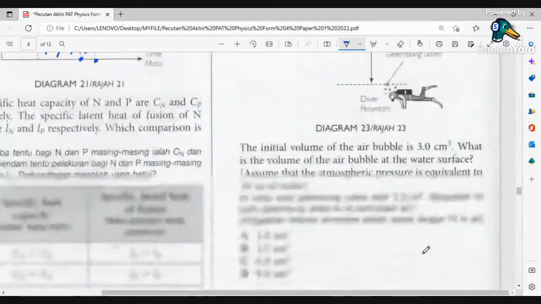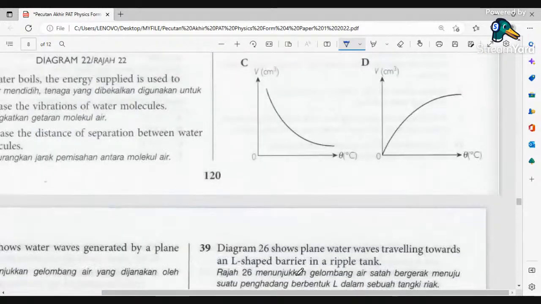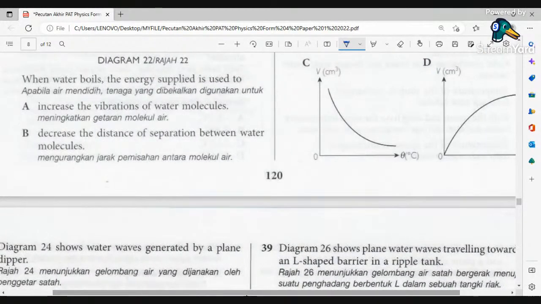Okay, kita tengok jawapan yang paling tepat. Increase vibration of water molecule. Kalau increase vibration, maksudnya increase speed. So ini tak berlaku. Kinetic energy, no change.